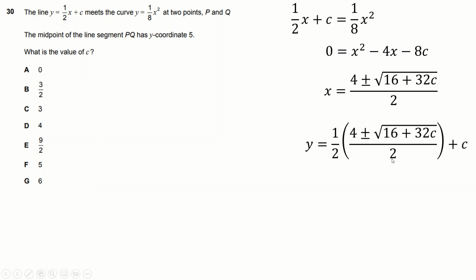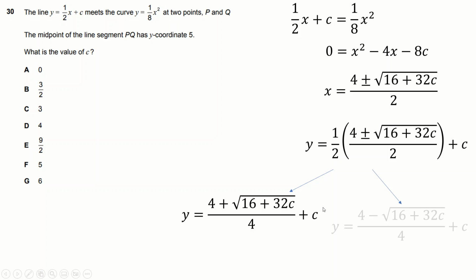And of course, these two come together, they make 4. So I can say, well, the solution is either with the plus or with the minus. So those are my two y-coordinates of intersection. Finding the x-coordinates, then subbing them in to find the y. Okay, what can I do now?